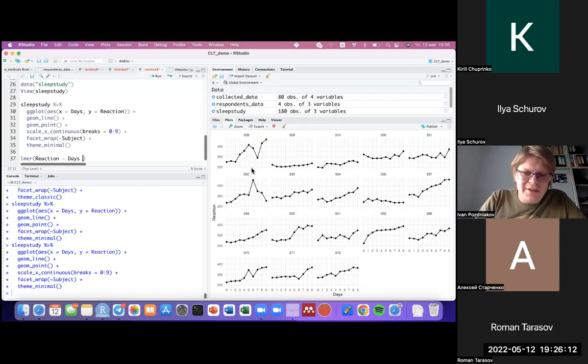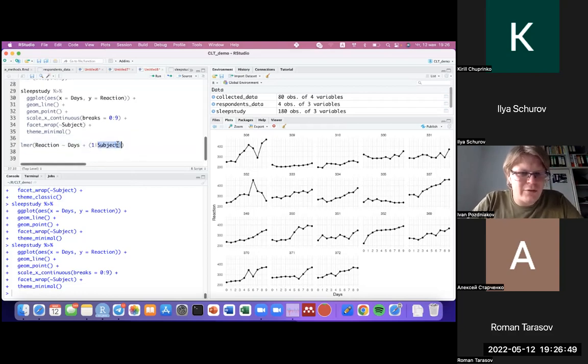Okay, but also we need to write down the error effect. And I know it's quite complicated, but let's try to write it. So please help me with it. We put in brackets one, bar, one, subject. Right. So our grouping variable goes to the right. It is subject, and one means just that we model that they have different reaction times, different average reaction times, and that's it.